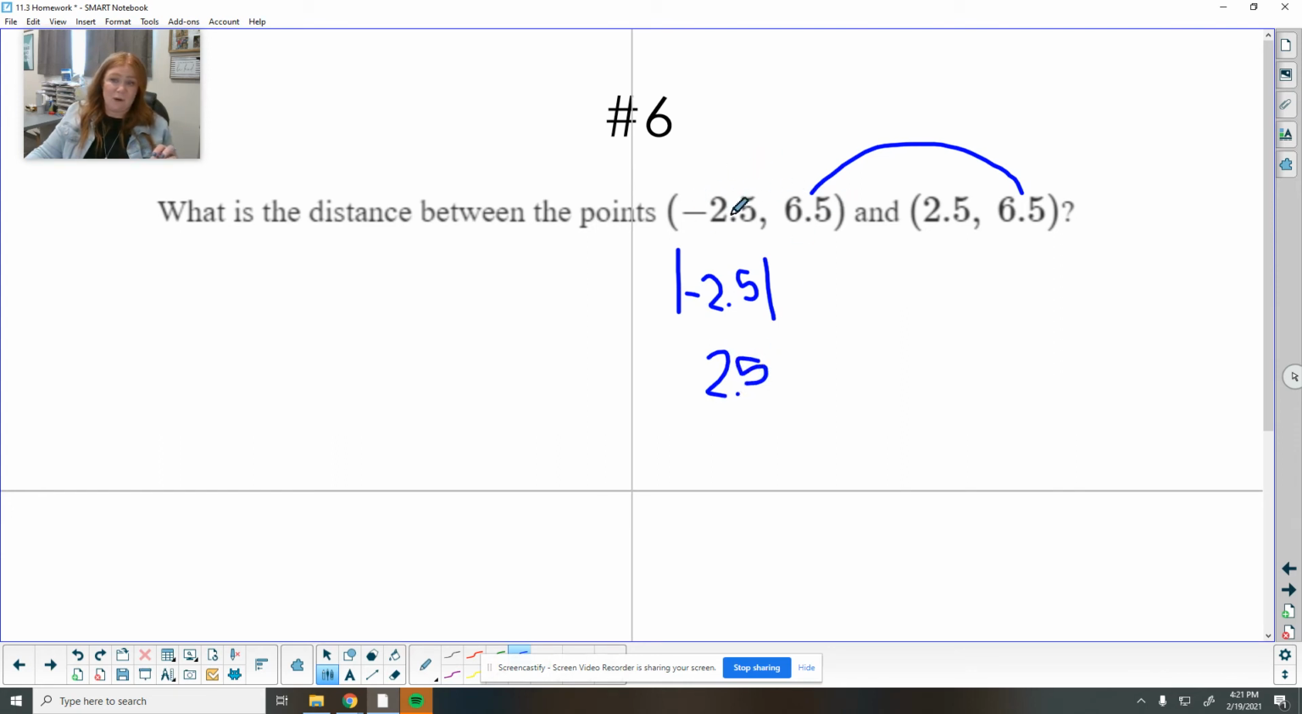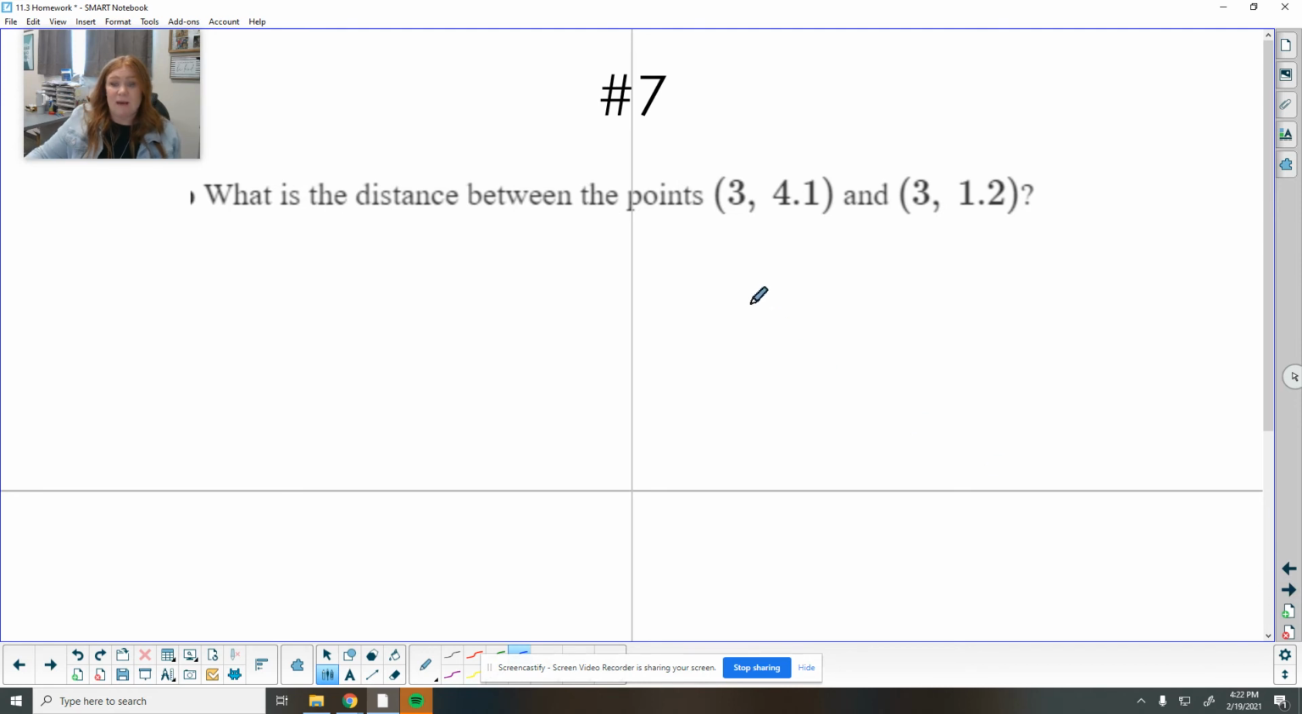And this is in one quadrant, this is in another. I can see that because the signs are different. Then we're going to take the absolute value of 2.5, which is also 2.5. So I have the first one and the second one, and we need to put them together, and that will give us our total distance.